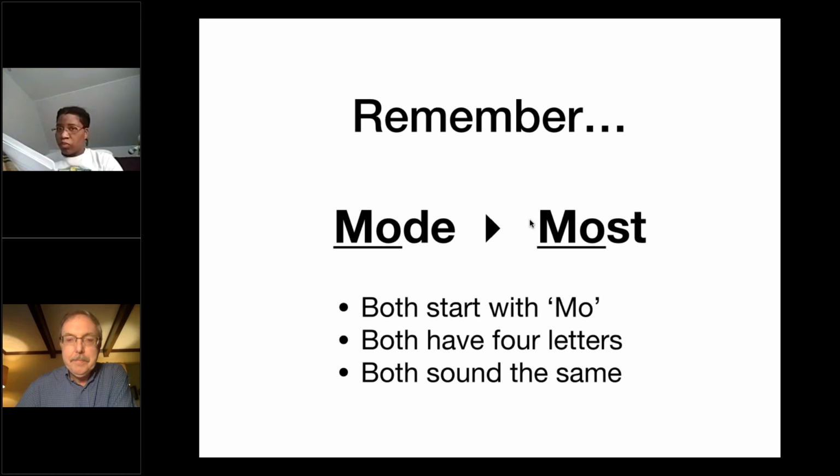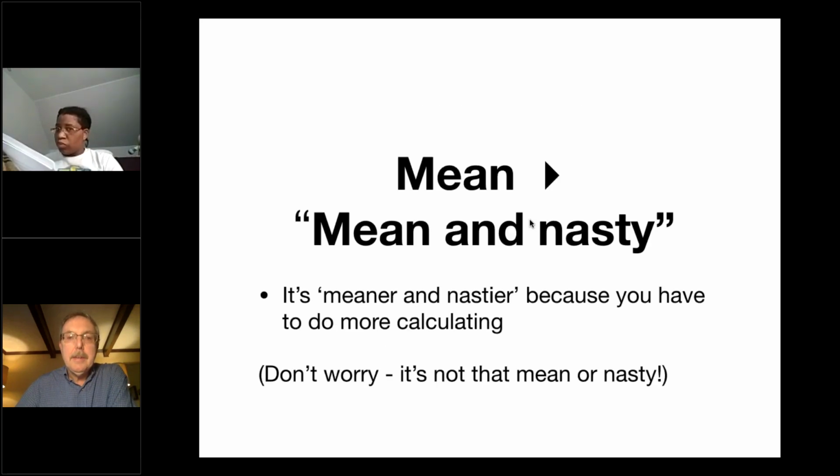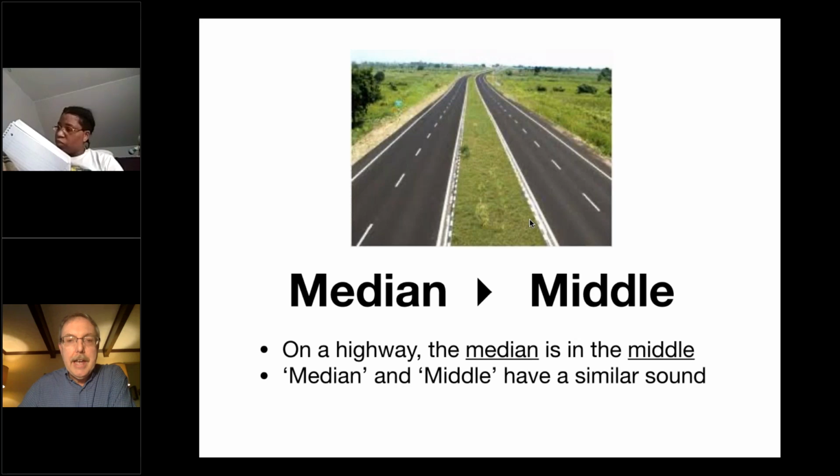So remember those. And then mean. So when you think about mean, think nasty. And why I say mean and nasty is it's meaner and it's nastier because you have to do a little bit more calculating when you figure out the mean. But really it's not that mean or nasty. We'll walk through a few of these and you'll see that it's not so bad. But that's something that might help you remember what mean is, just because there's more calculating that you have to do with the mean.